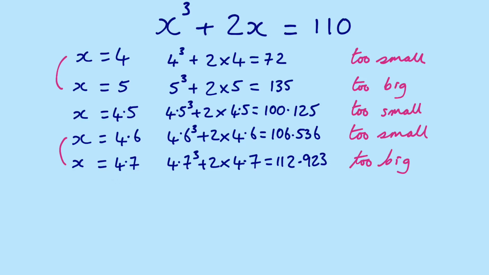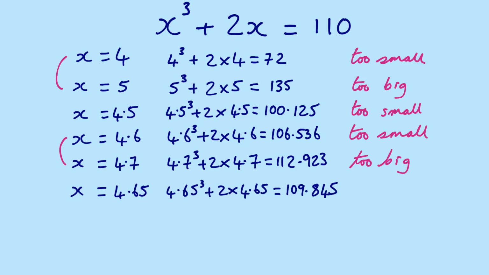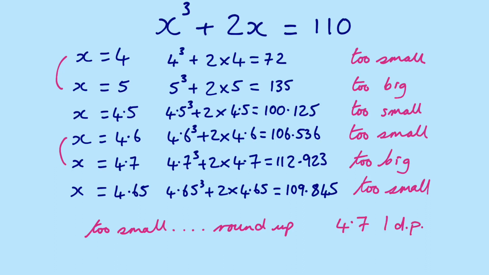Now, to find out which one it is, can you remember what to do? That's right. We check the number exactly halfway between 4.6 and 4.7 and substitute that in, and we can see that the number is too small. So if it's too small, that means you round up. So the answer to one decimal place is 4.7.